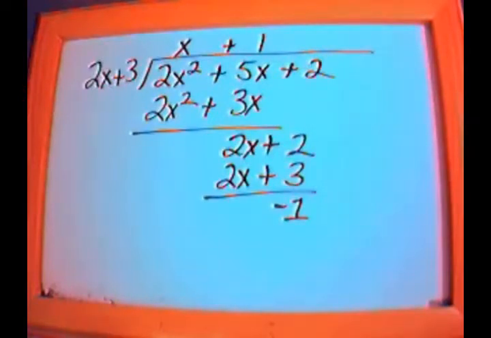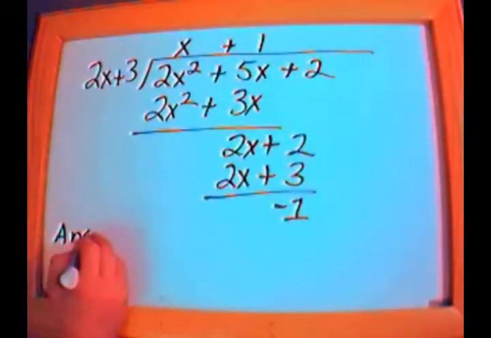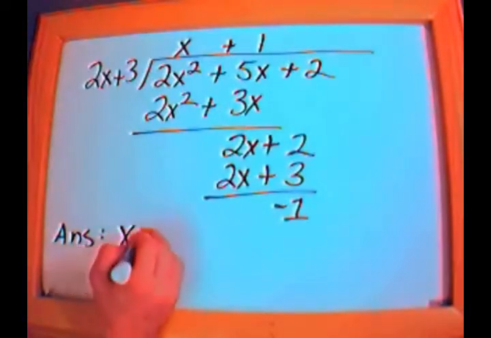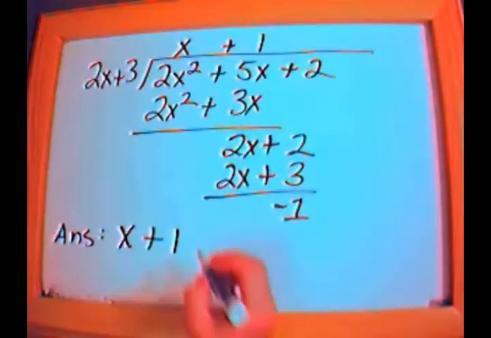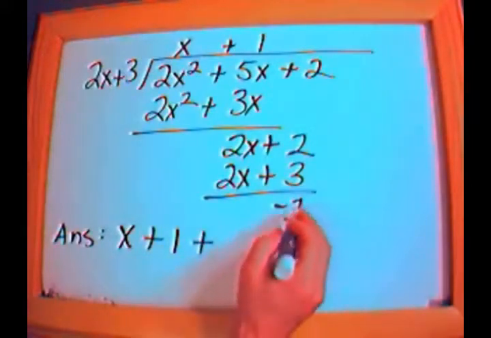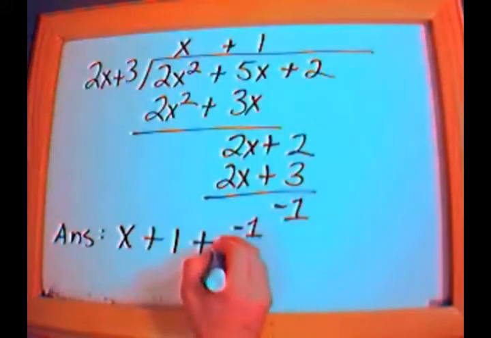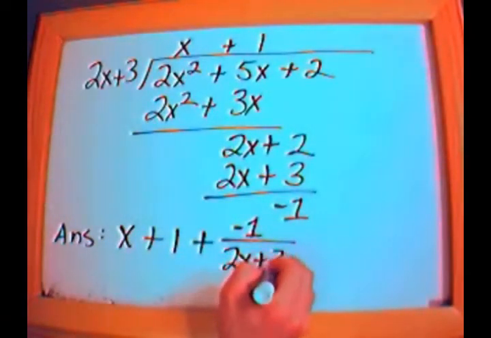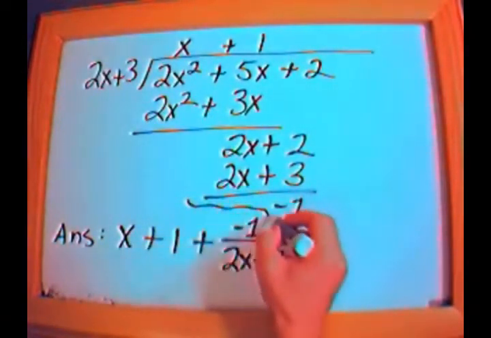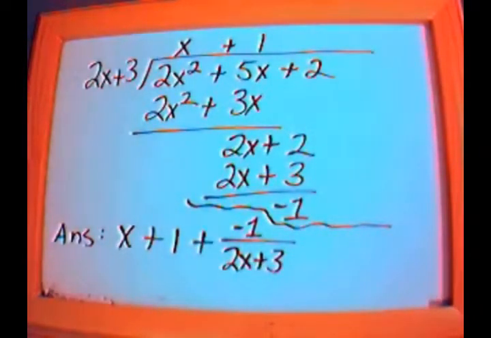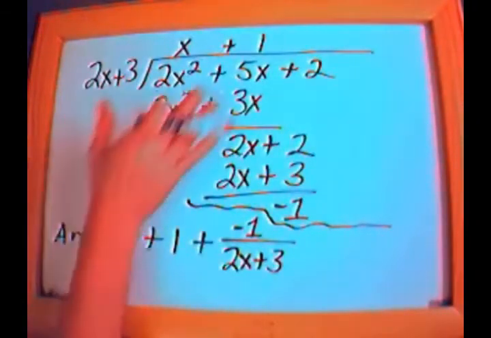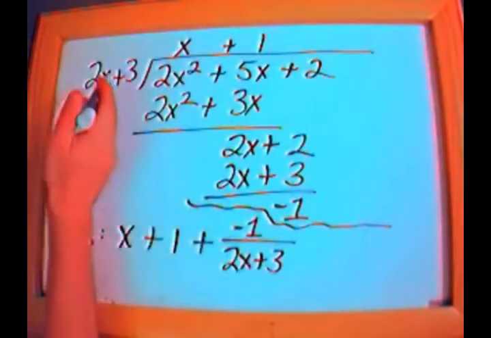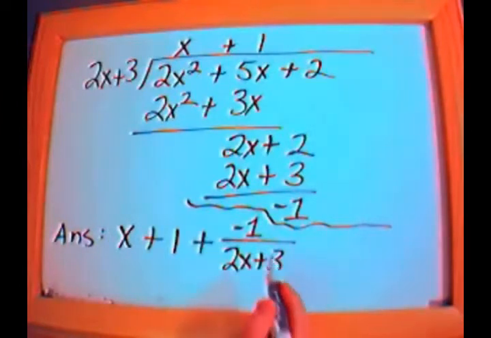So the way you write this in algebra, the answer to this problem is x plus 1, and then at the end you add the remainder, which is negative 1, divided by what you divided by here, 2x plus 3. And if you remember, that's exactly what we did with the numbers. The answer was the number up on the top plus the remainder divided by the divisor, and that is the answer to the problem.